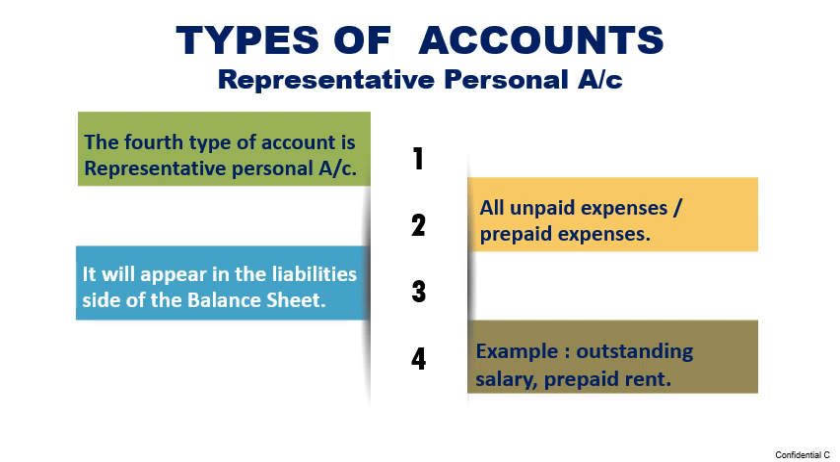For the benefit of viewers, we will repeat again the types of accounts. Real, nominal and personal. For real account, what comes in is debit, what goes out is credit. Nominal: debit all expenses and losses, credit all income and gains. Personal account: debit the receiver, credit the giver.